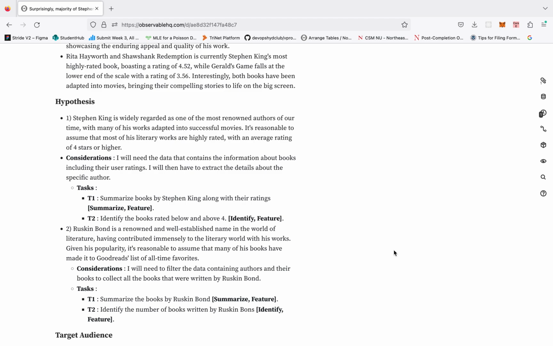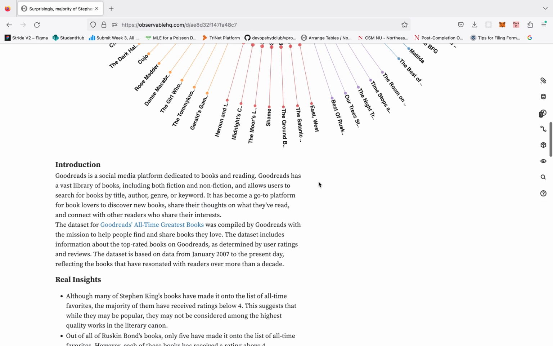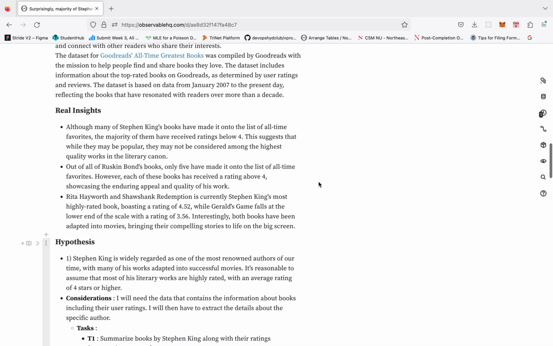My second hypothesis was that Ruskin Bond is a renowned and well-established name in the world of literature, having contributed immensely to the literary world with his works. Given his popularity, it's reasonable to assume that many of his books have made it to the GoodReads list of all-time favorites. Let us try to validate these hypotheses.